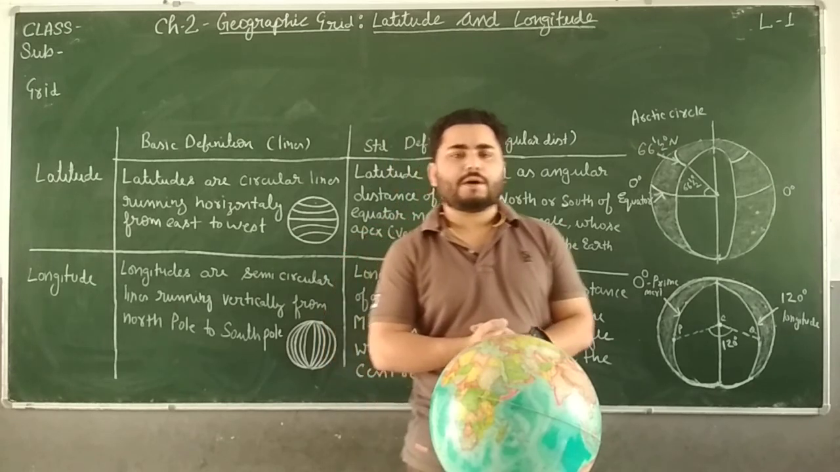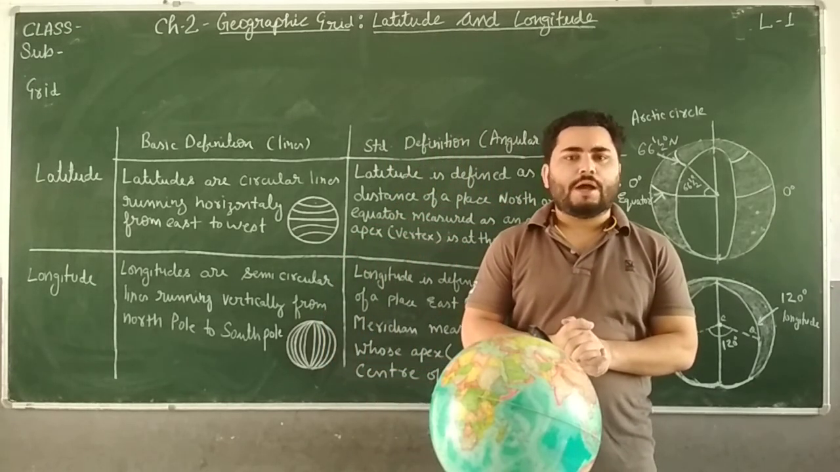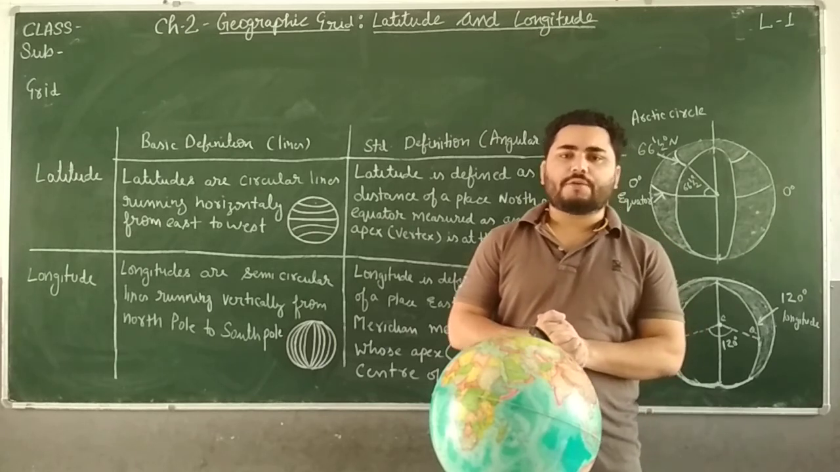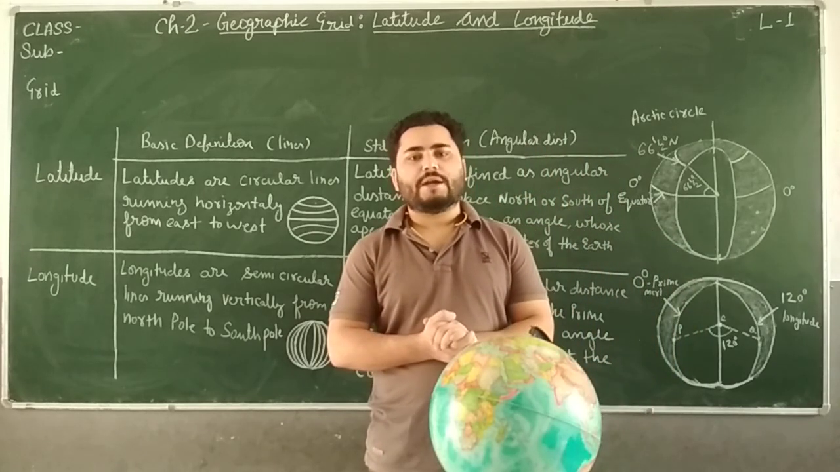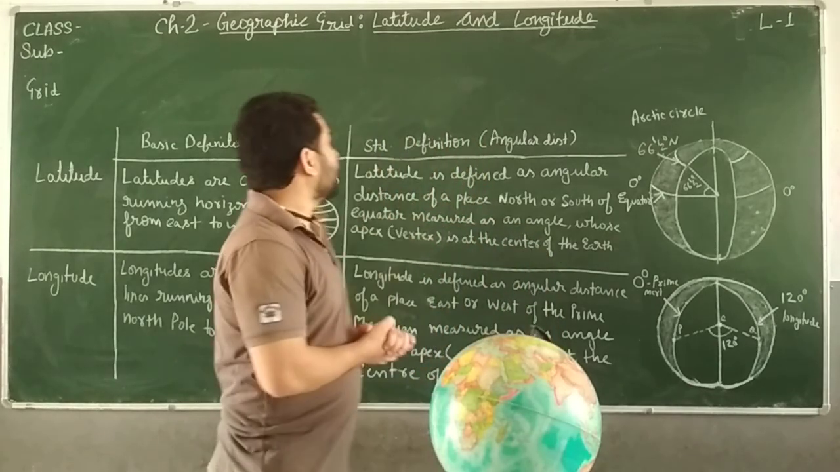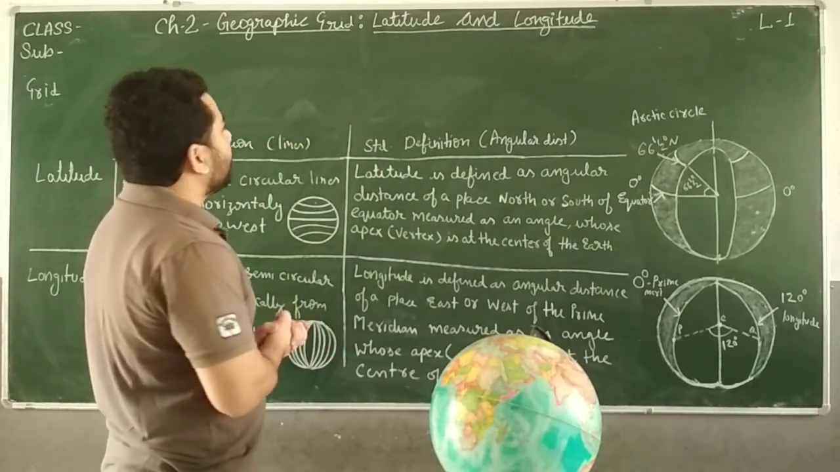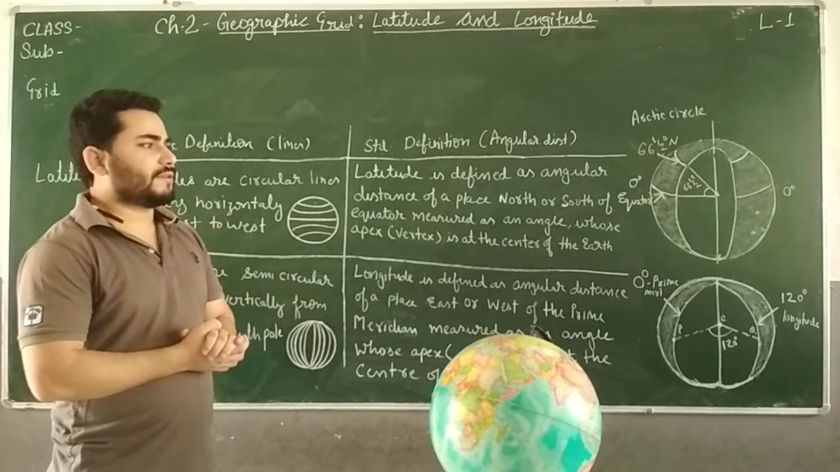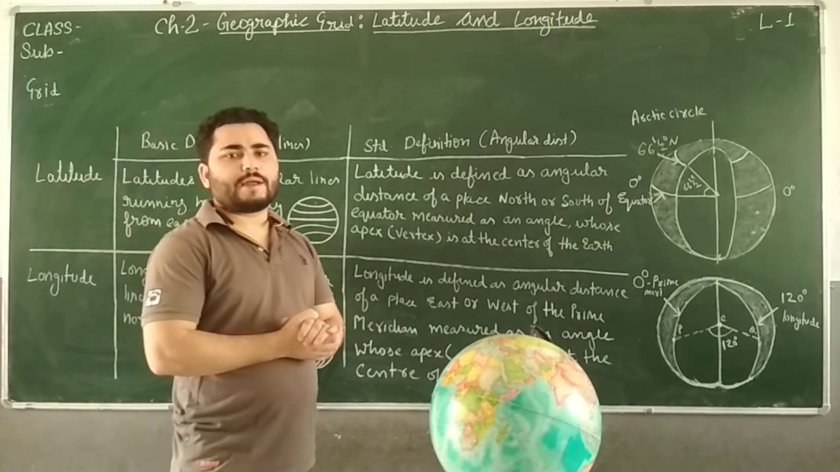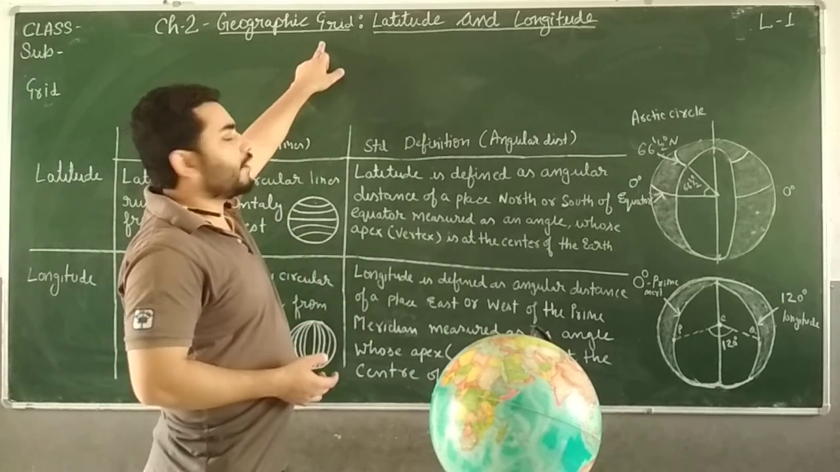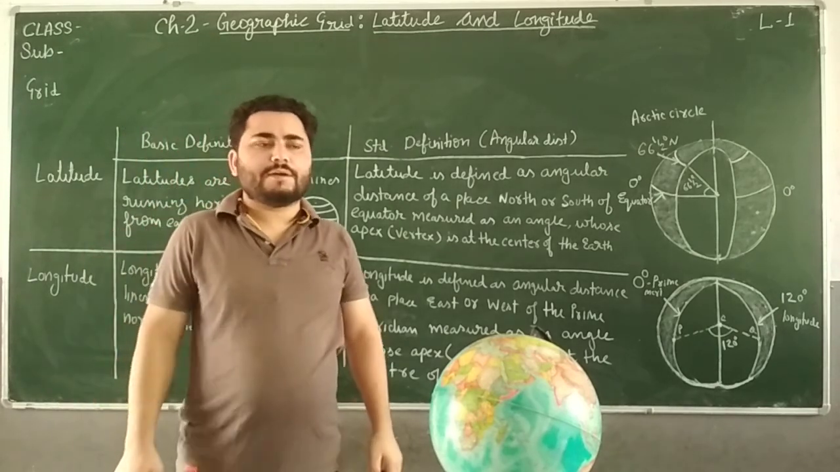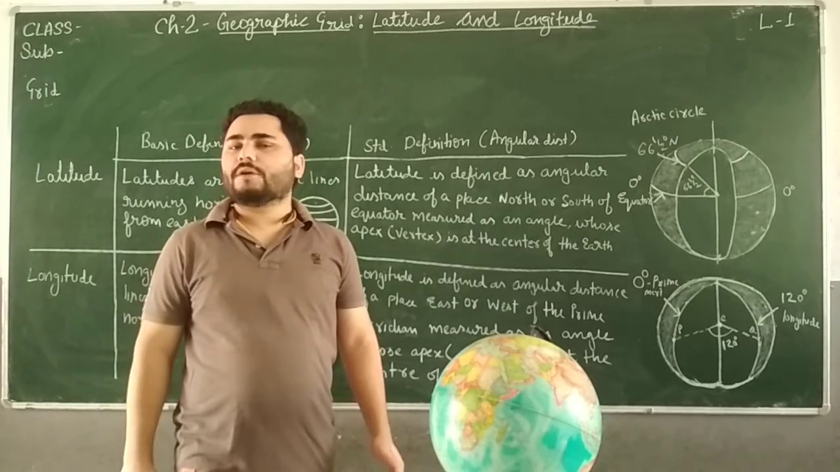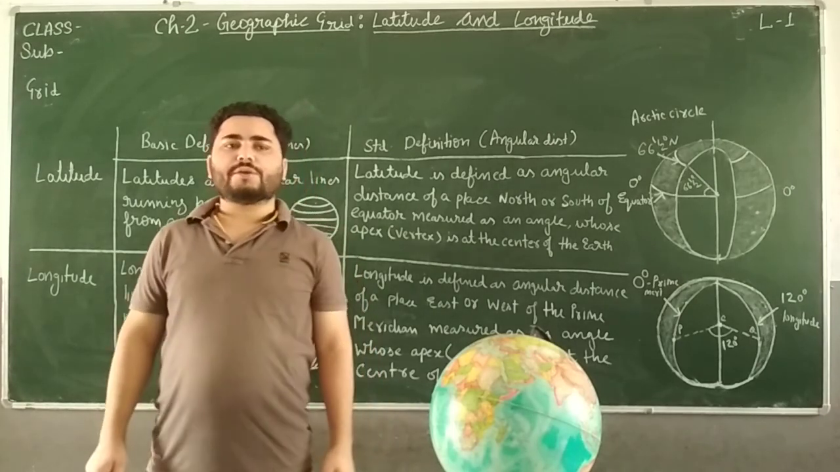Dear students, today we are going to study geography, and we will study the second chapter of geography, which is geographic grid, longitudes, and latitudes. Geographic grid, longitudes, and latitudes. Now, dear students, let us start this chapter by understanding the meaning of grid. What is the meaning of grid? And what will be the meaning of geographic grid? And then what are latitudes and what are longitudes?